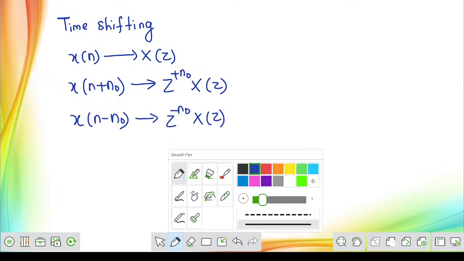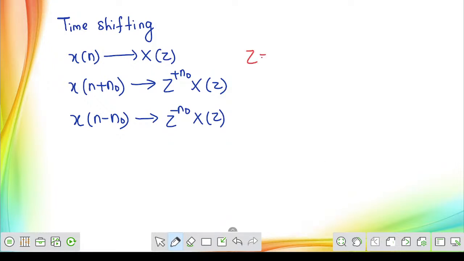Here, one thing you must understand is that in place of e power j omega, we are putting z. That's it. Nothing else beyond this. If you are comparing it with the discrete time Fourier transform, there we are using e power j omega. But here, instead of using e power j omega, we are using z. There is no big difference. So that is how we are applying the shifting property in the time domain. Of course, it is very important. You must keep it in your mind.